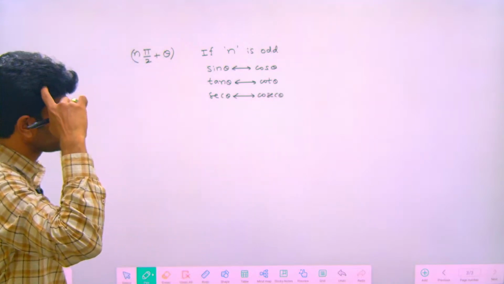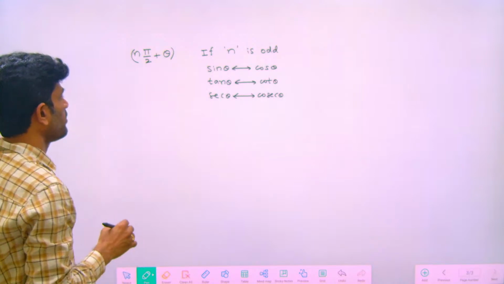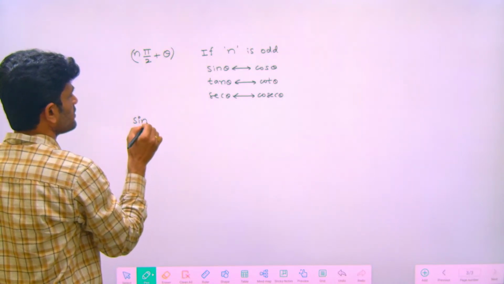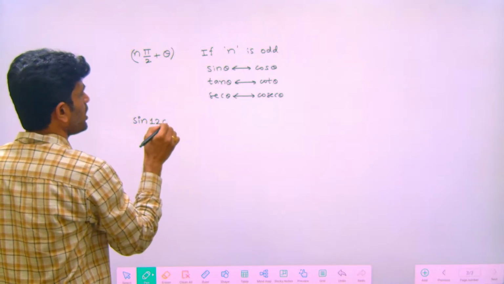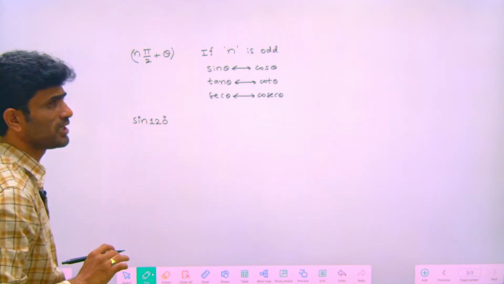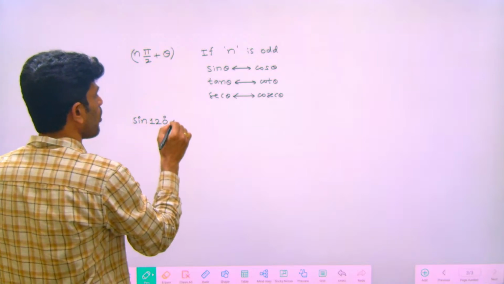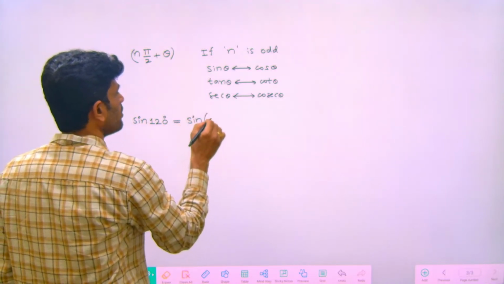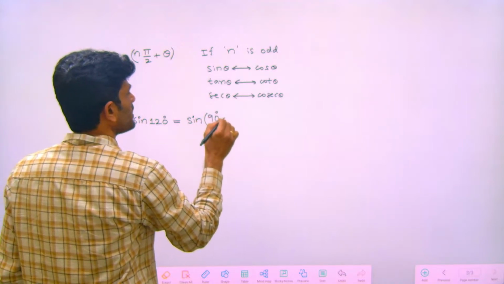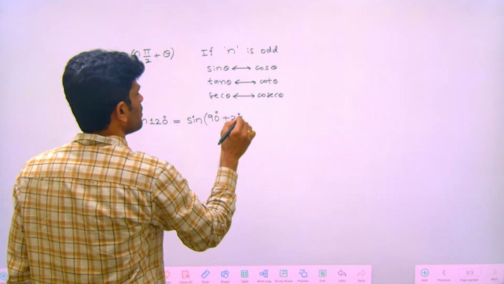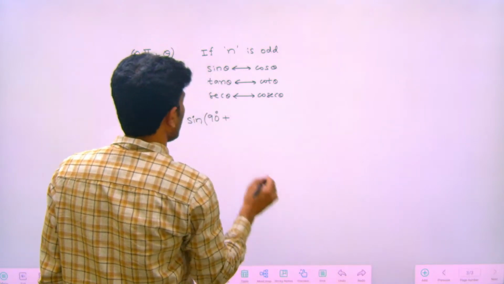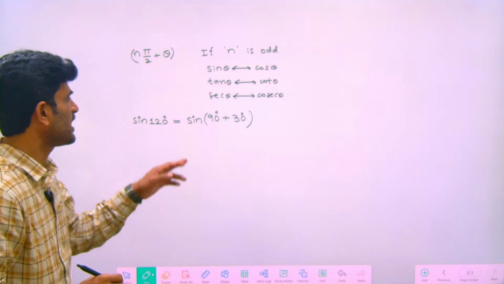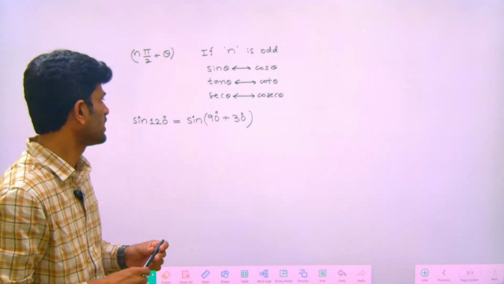I will tell you one small example to understand better. For example, I want the value of sine 120 degrees. Then what can we write for sine 120 degrees? You know, sine of 90 degrees plus 30 degrees. We can write it as sine of 90 degrees plus 30 degrees.